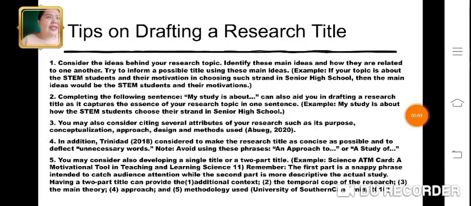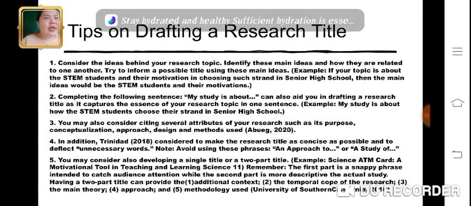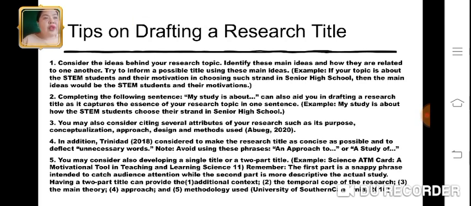Drafting a research title is a key task in research as this will capture the essence of what you wish to do in your inquiry. There are various ways that can help you develop one. So here are the tips.